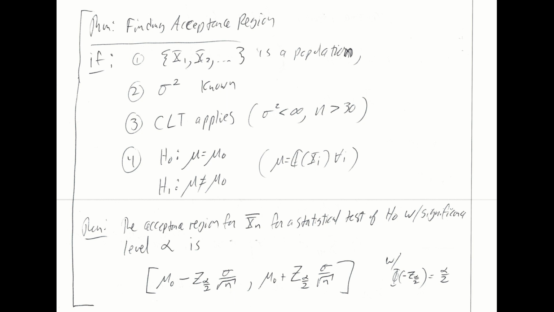And here, as before, z sub alpha over 2 is a number such that phi of the opposite of that number gives you alpha over 2. You have to take alpha over 2 to be the output of phi and find the appropriate input that gives you that output.